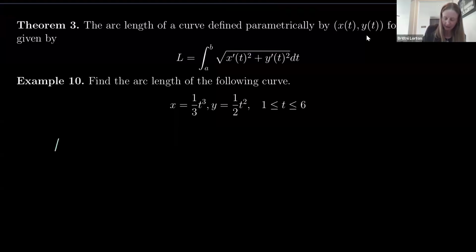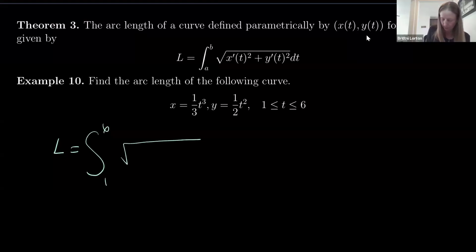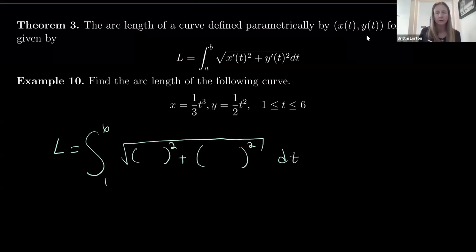So here I'm looking for the arc length of the curve defined by x equals 1/3 t cubed and y equals 1/2 t squared, where t goes from 1 to 6. So the arc length would be the integral from 1 to 6 of the square root of the derivative of x squared plus the derivative of y squared, both underneath that square root, dt. So the derivative of 1/3 t cubed is t squared. The derivative of 1/2 t squared is t.